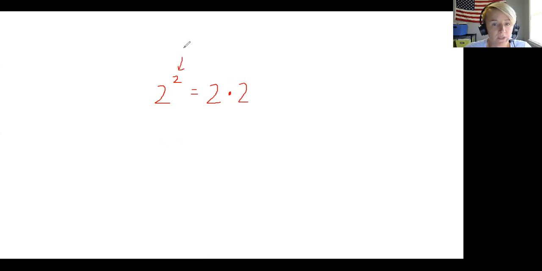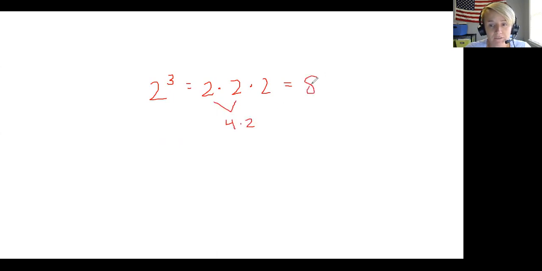If this would have been a 3, then we would have had a third 2 out here next to itself. So if I have 2 raised to the third power, then I'll have 2 times 2 times 2. And if I put this into my calculator, if I started solving, 2 times 2 is 4, multiplied by another 2, I discover that my final answer here is 8. And that's how we do exponents, or powers, as they're sometimes called.